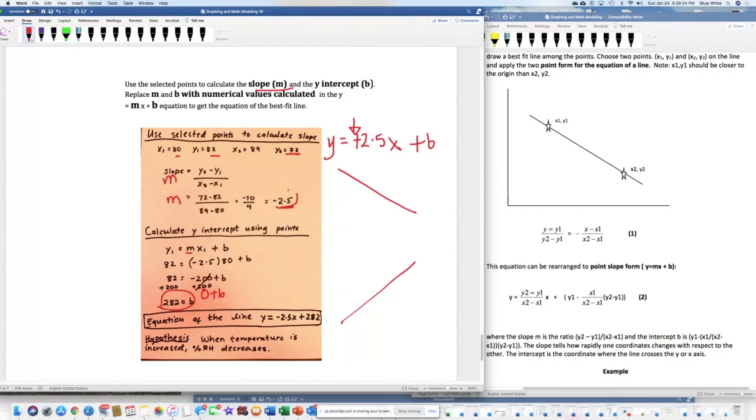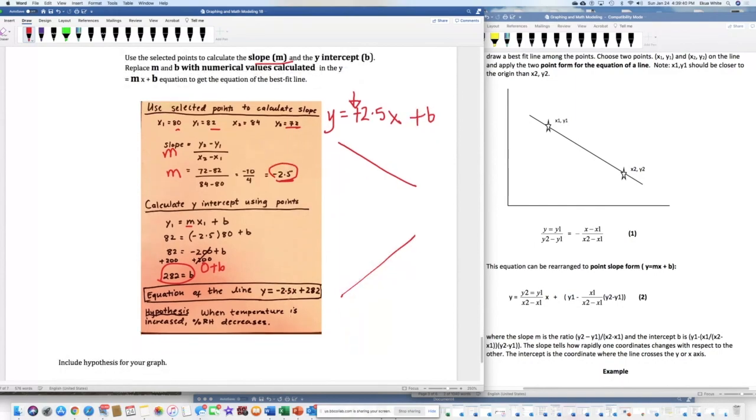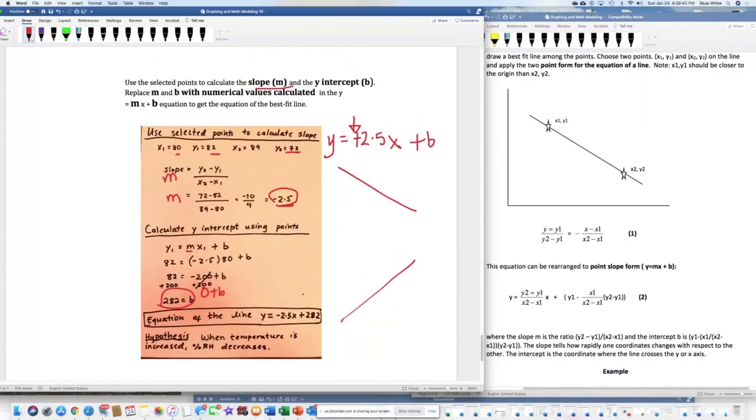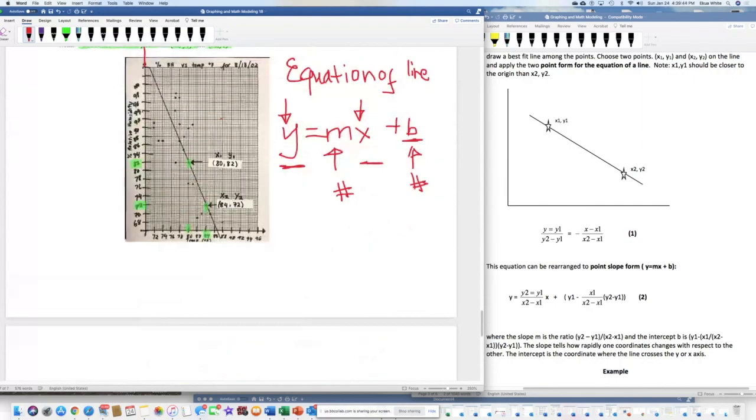I plug in my m and my b in the equation, and this is my equation of the line. So for you guys, you will write this negative 2.5x plus 282. Oh, don't forget y equals, because the equation must have all those parts to be recognized as an equation.